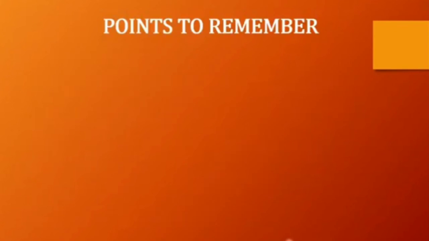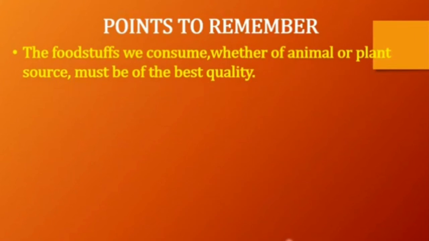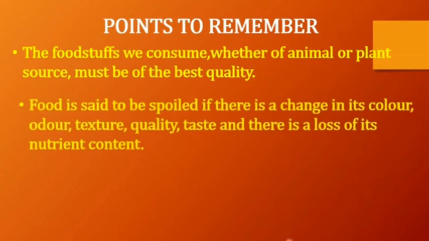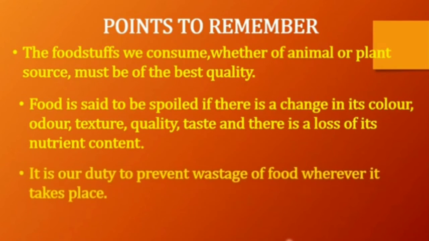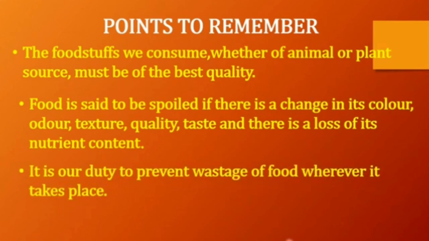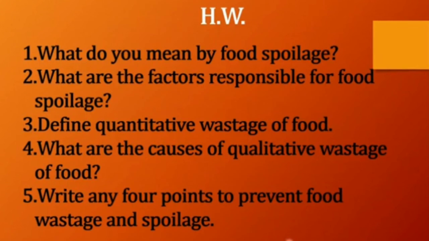Now, children, the points to remember. The foodstuff we consume, whether of animal or plant source, must be of the best quality. Food is said to be spoiled if there is a change in its color, odor, texture, quality, taste, and there is loss of its nutrient content. It is our duty, children, to prevent wastage of food wherever it takes place and avoid overcooking food.